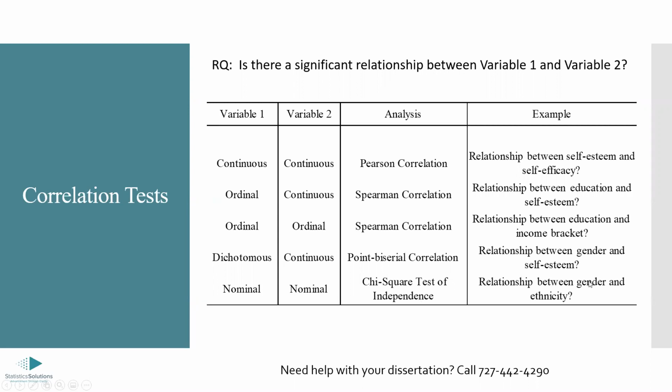And then we have the comparison between two nominal variables. So a variable like gender and a variable like ethnicity. If you're looking at the association between two categorical constructs, you want to use a chi-square test.